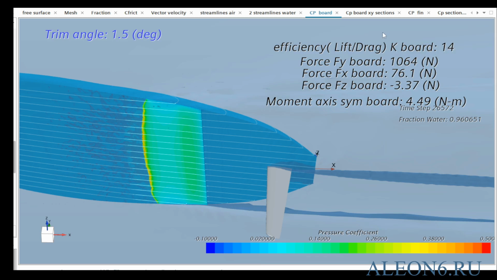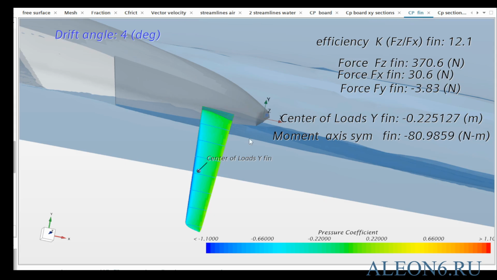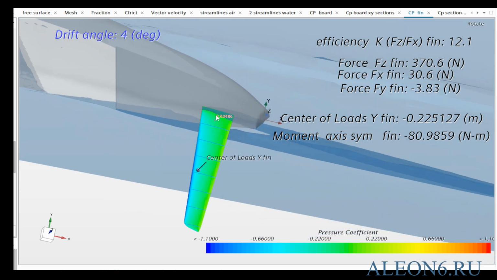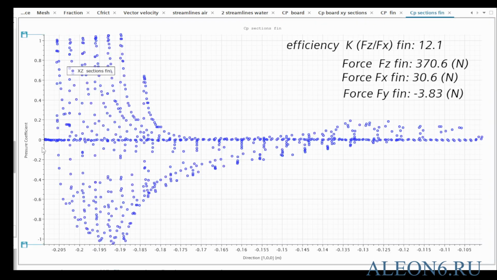Fin performance. The CFD results indicate that a higher drift angle of 4 degrees is now required from the fin. This increased angle of attack leads to higher fin drag, reducing its efficiency from 13.8 to 12.1. The center of pressure on the fin has also shifted lower. This is a direct result of the free surface interfering with the fin's upper section, which fails to function as a normal airfoil and generates no lift. Only the middle and lower sections operate effectively.